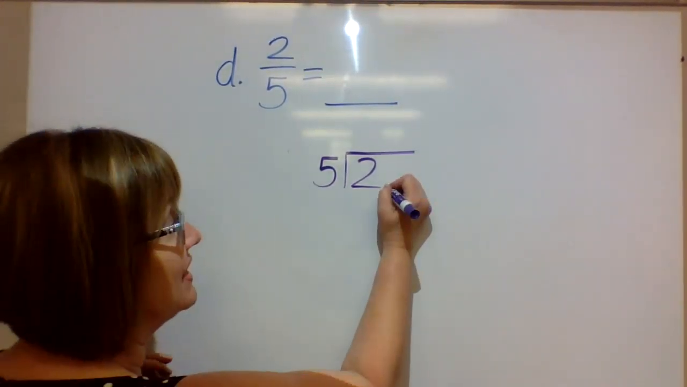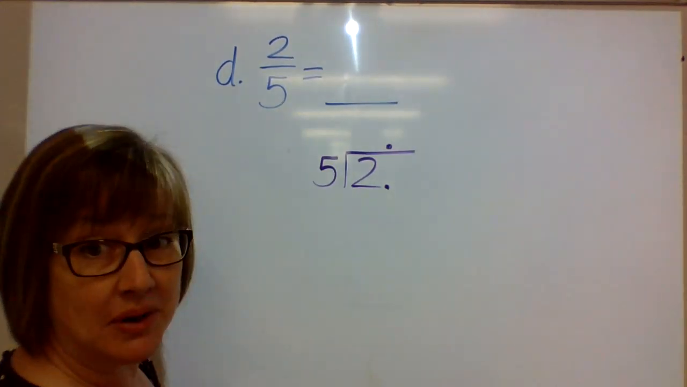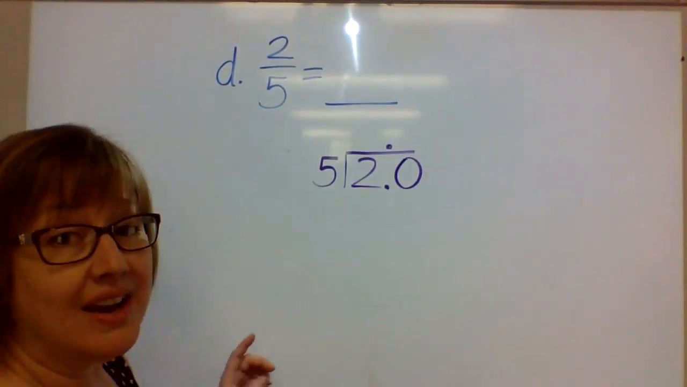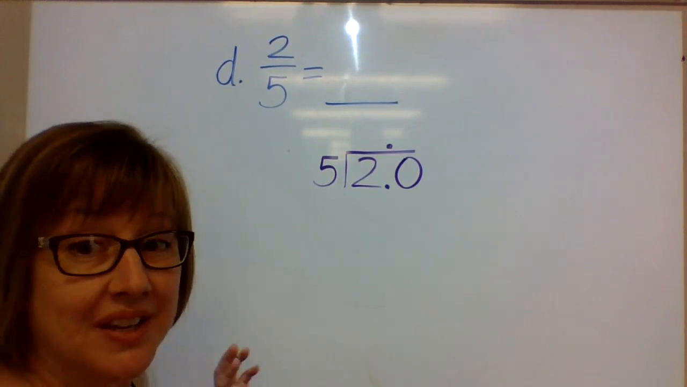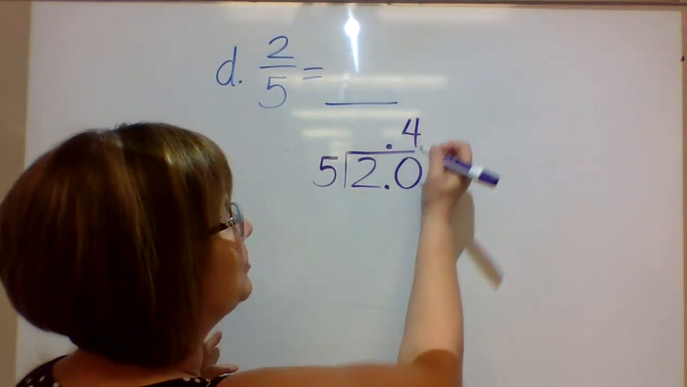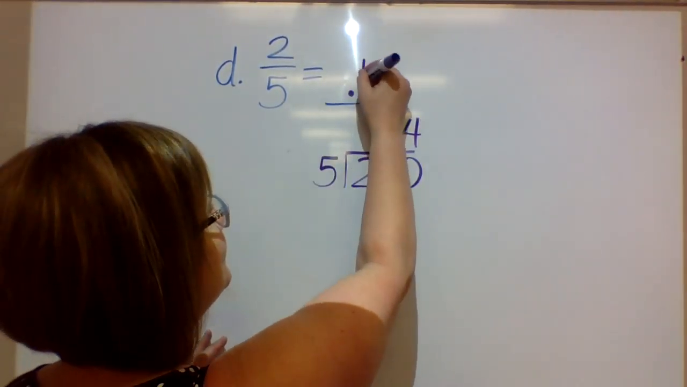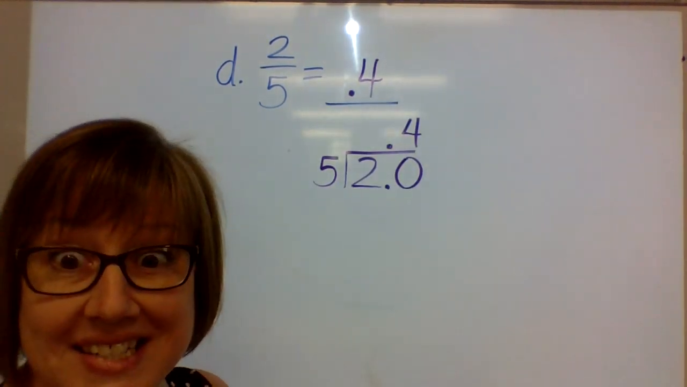Now you know to put an understood decimal there. Remember, annex a 0, and 5 goes into 20 how many times? 4. 5 times 4 is 20. So 2/5 equals 4/10. See how easy that is?